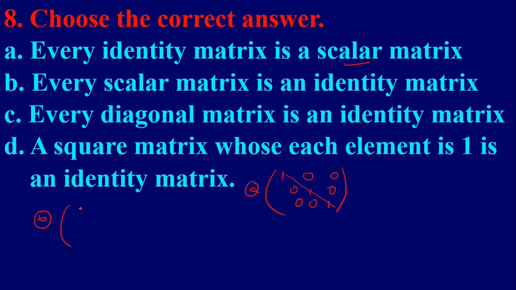So a scalar matrix may be 6 0 0, 0 6 0, 0 0 6. But this is not an identity matrix. Therefore, every scalar matrix is not an identity matrix. Now we check option C.